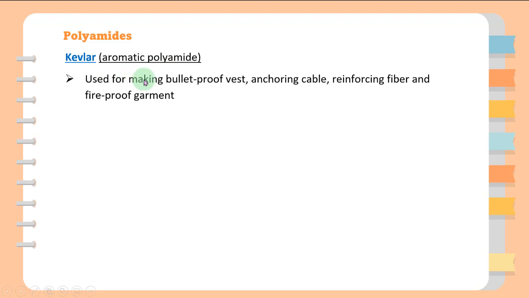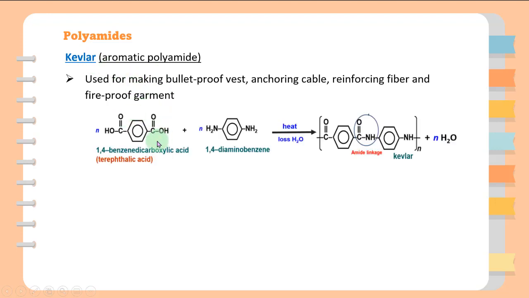So let's look at examples of polyamides: Kevlar, Nylon 6, and Nylon 6,6. First of all, Kevlar, which is an aromatic polyamide, is used for making bulletproof vests, anchoring cable, reinforcing fiber, and fireproof garments. These are the uses of the polyamide Kevlar. The formulas we have over here are the monomers 1,4-benzene dicarboxylic acid and 1,4-diaminobenzene. When both of these monomers undergo condensation polymerization, they form an amide linkage.